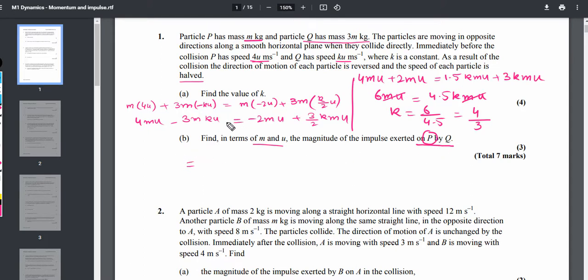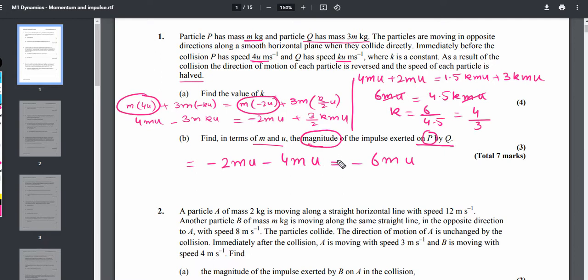So the final momentum of P is this much, and the initial momentum was this much. So what we do is final momentum minus initial momentum. So it will become negative 2mu minus 4mu. So that would be equal to negative 6mu.